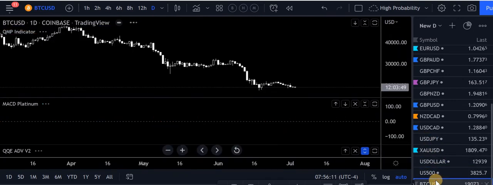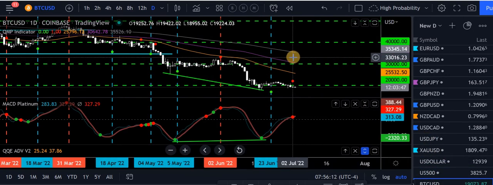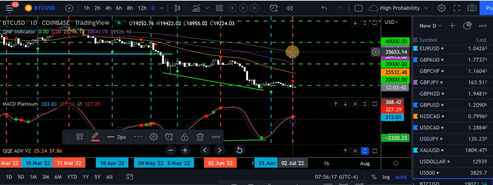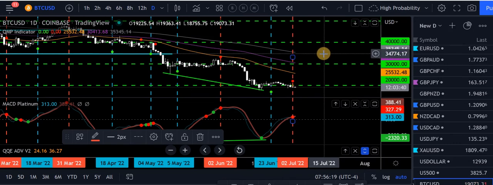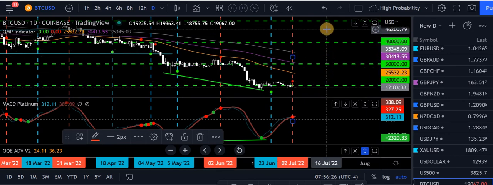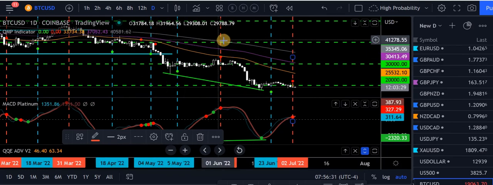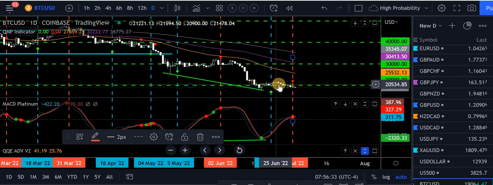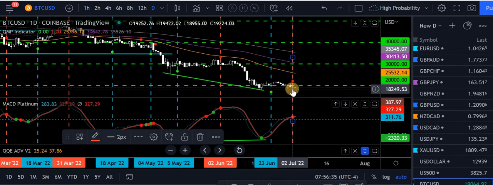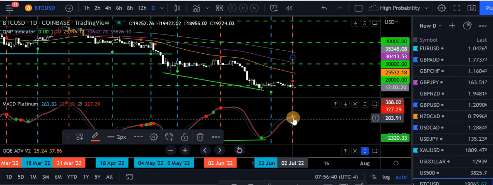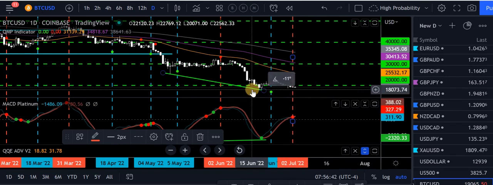And finally, Bitcoin, last signal's a sell signal. I better mark that. I keep on forgetting it's a 24-hour, 24/7 market. So every day, these lines, 20,000, 30,000, 40,000, 50,000, follows the US stock market fairly well. It's gone into a bearish run also. It's been hovering around this 20,000 level for a while. So, the sell signal there, MACD Platinum's just above the zero level.